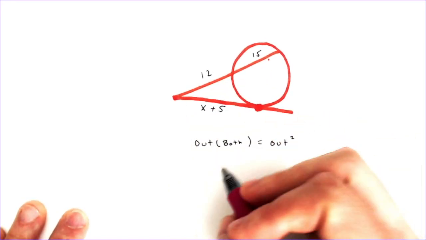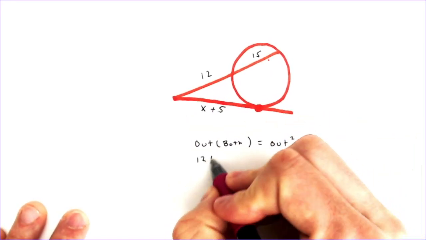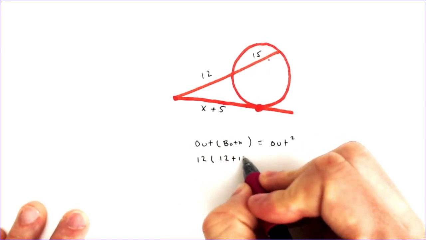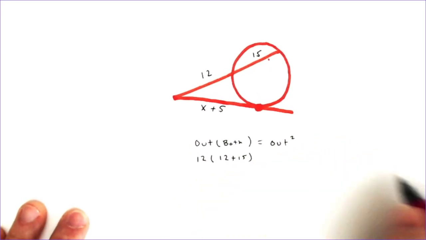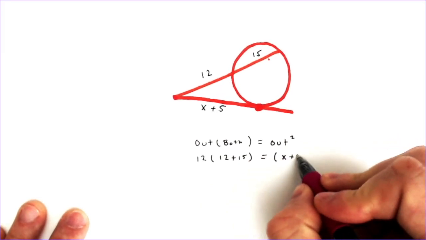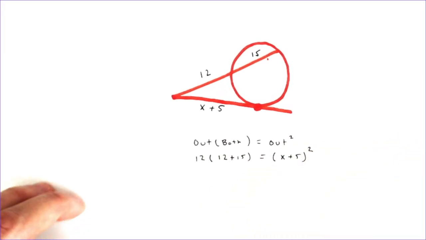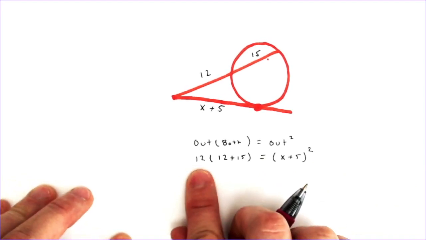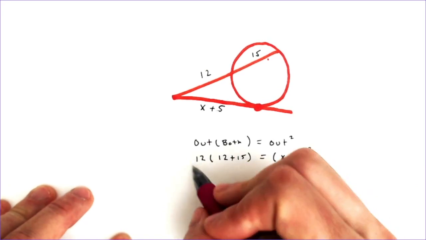Outside is 12 times both of them, which is 12 plus 15. It's going to end up being 27. Equals the outside squared. Well, that's x plus 5 squared. So we have 12 times 27 here.